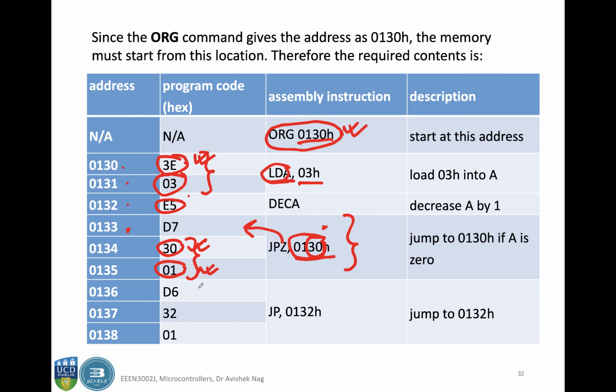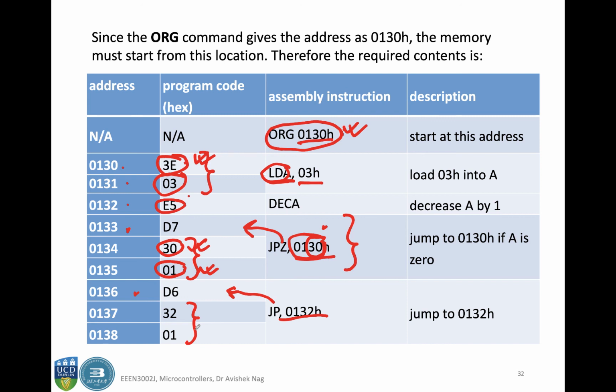And then the next instruction is jump. The opcode is D6 for this jump, so that comes in the next memory location. And then the operand is 0132, so that is loaded in the next 2 locations like this. Okay, so note how the opcode is loaded first and then the operand, and if the operand is 8-bit data, then it's a different thing. If the operand is a 16-bit address, then it is loaded in a particular fashion.